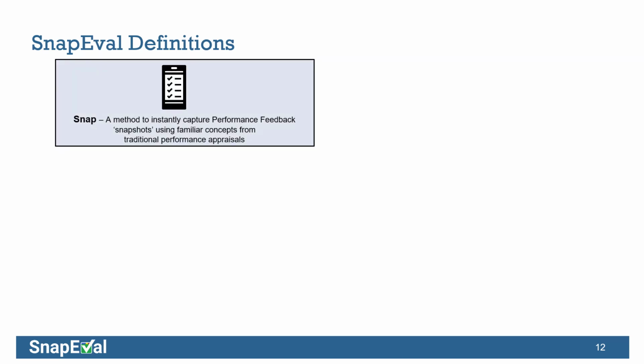The first is the concept of a snap. A snap is a method to instantly capture performance feedback snapshots using familiar concepts from traditional performance appraisals.